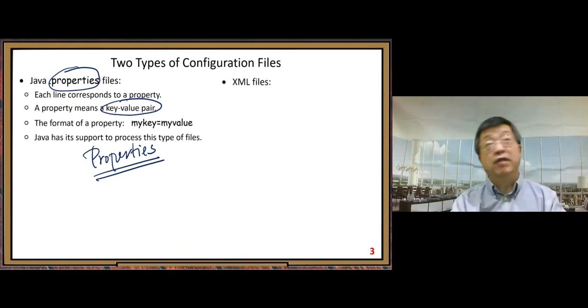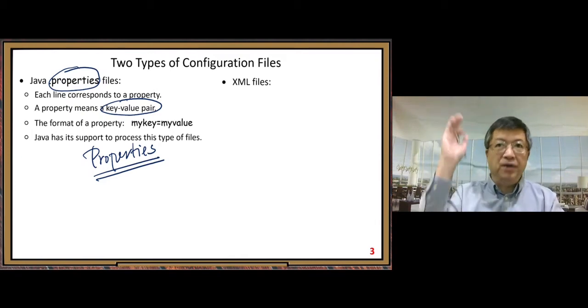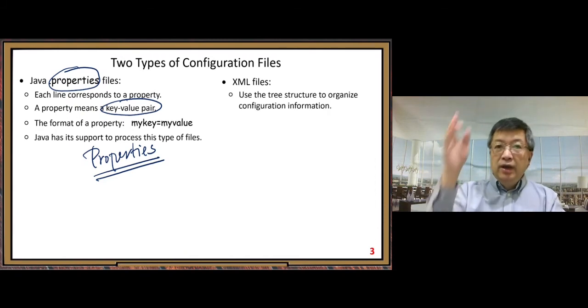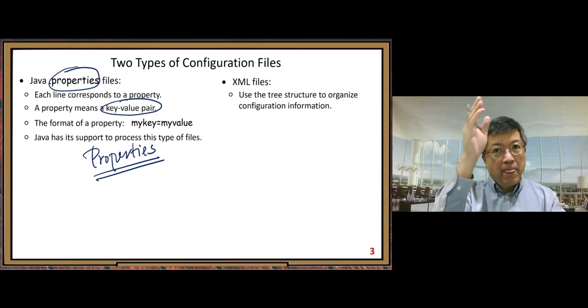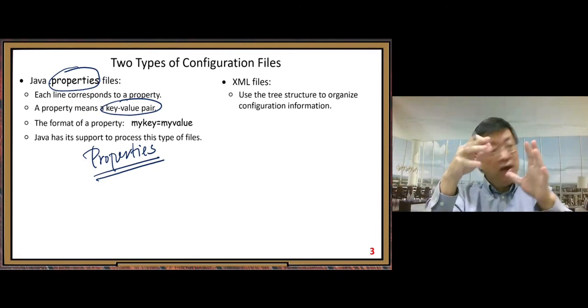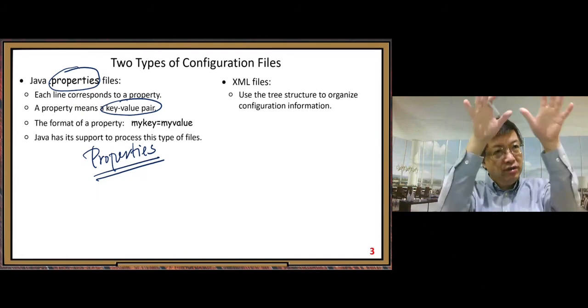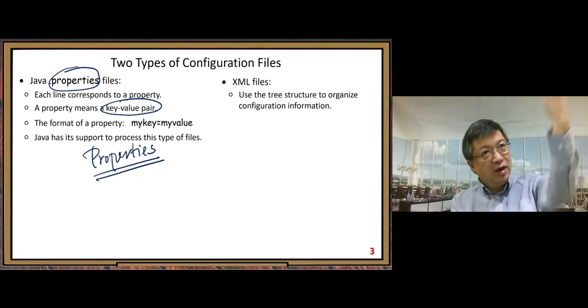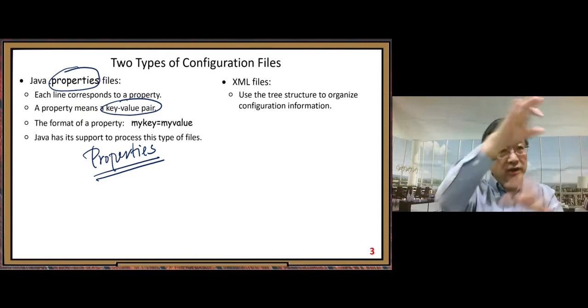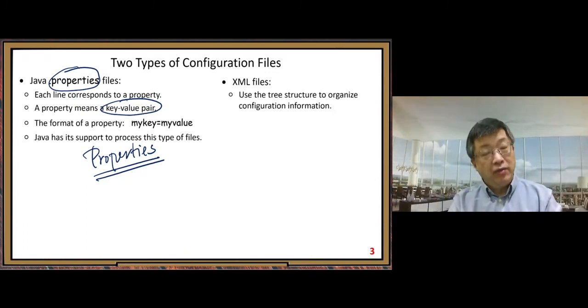The second type is XML configuration, another commonly used way to do configuration. First, this kind of configuration uses a tree structure to organize configuration information. We know XML files use many tags in a nested way to form a tree structure. There is a root element, and under the root element, many other child nodes, nested.